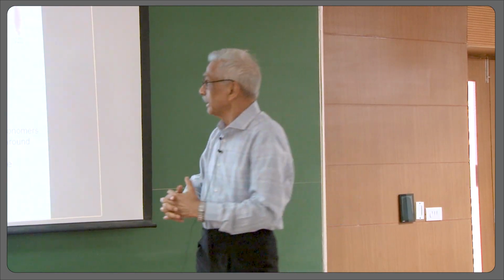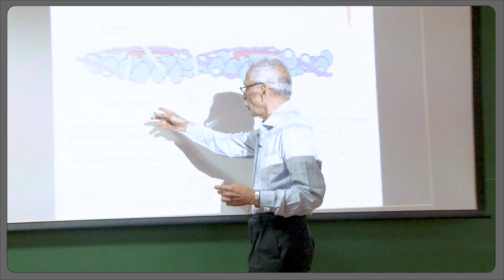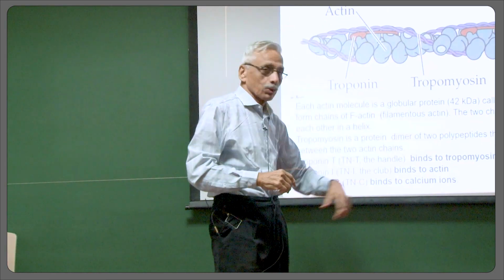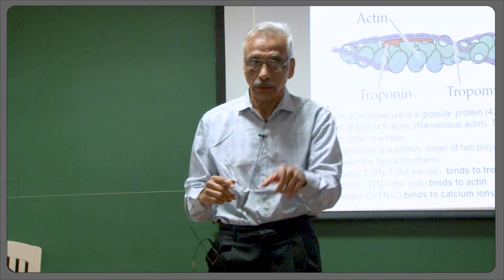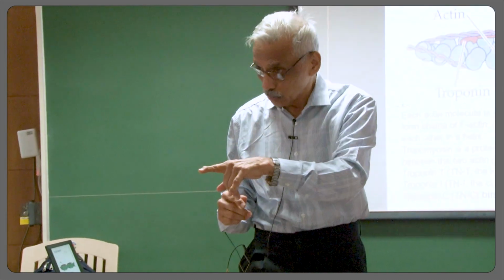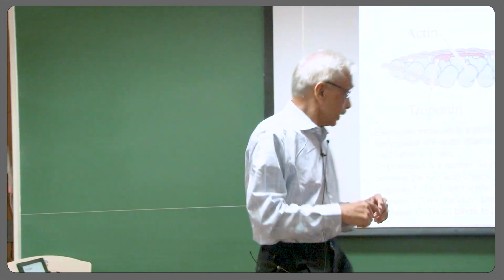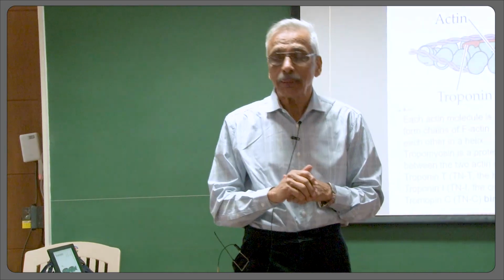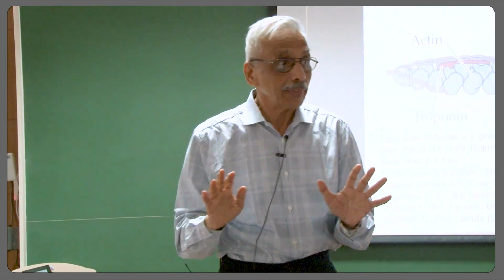Then there is yet another protein called troponin. What do you call it? Troponin. Now, this troponin is actually made up of 3 subunits. How many subunits did I say? 3 subunits. One binds to tropomyosin. So, troponin binds to tropomyosin. One of them binds to what? Tropomyosin. Good. The second one binds to actin, and the third one binds to calcium whenever it is available.